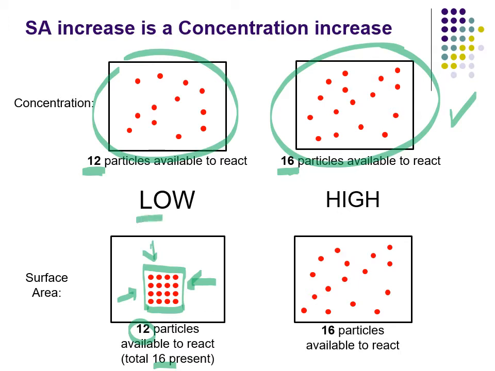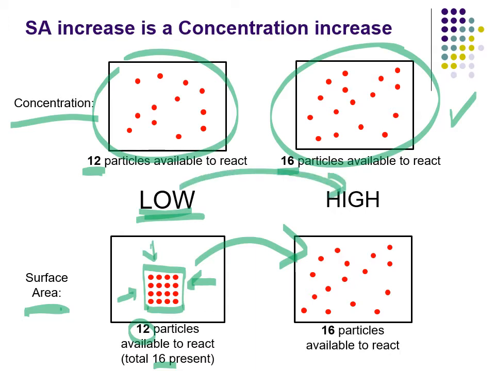So low surface area is essentially the same thing as low concentration on a particle scale. When you increase the surface area, so you spread the particles out, it's essentially the same thing as increasing the concentration, because now instead of just having 12 particles that are available to react with other particles coming from the outside, you now have 16 particles that are available to react. So on a particle scale, concentration and surface area are essentially the same factor.